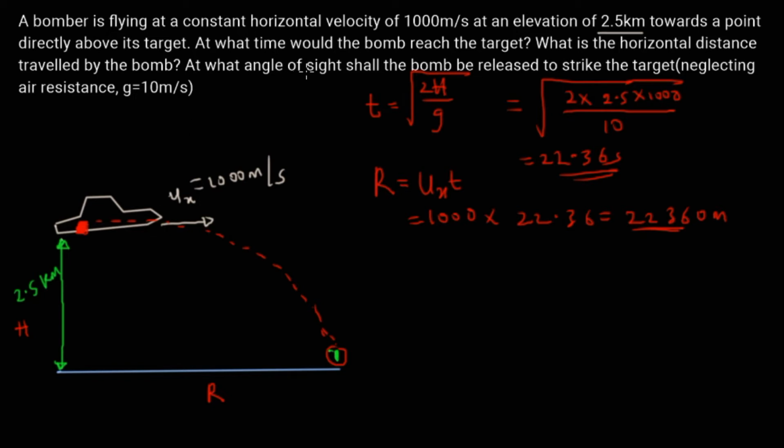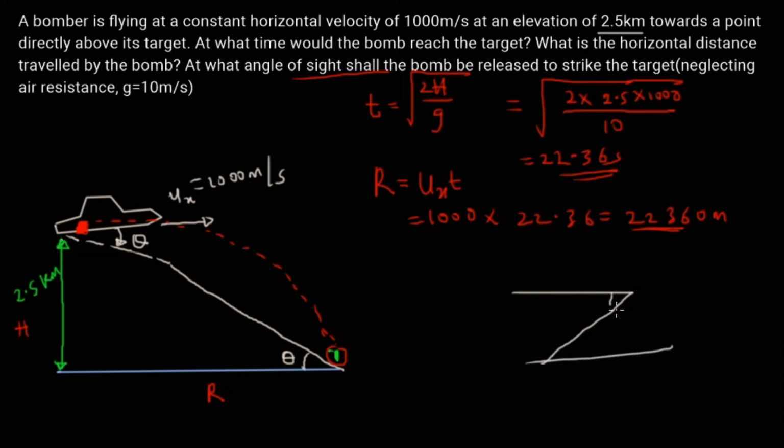In order to find the angle of sight at which the bomb should be released to strike the target, that angle of sight will be this. This is the horizontal movement. This will be the angle of sight, angle theta, because this is the direction of the target. And of course, this is the angle at which the target will be sighted. So this angle, if this is theta, then this has to be theta also. They are alternate angles. Alternate angles are like this.